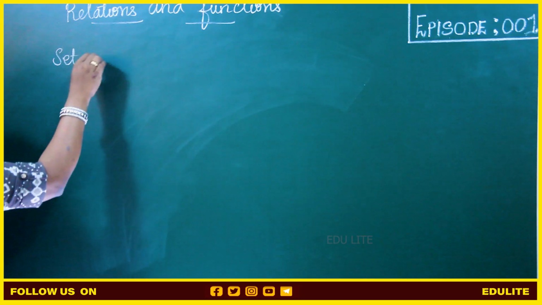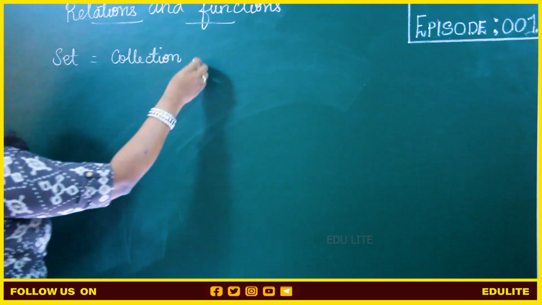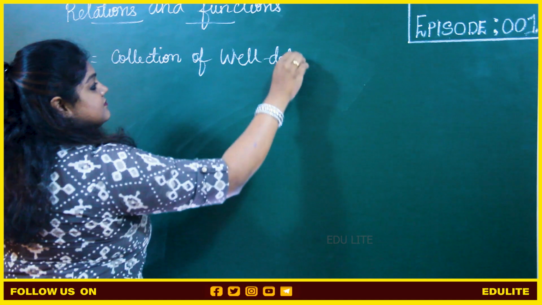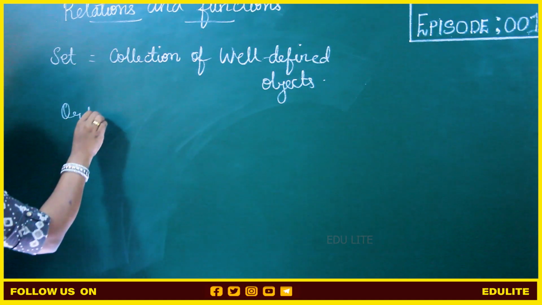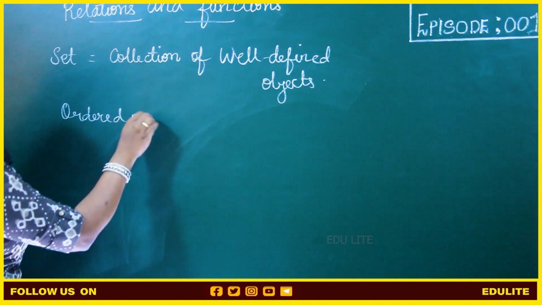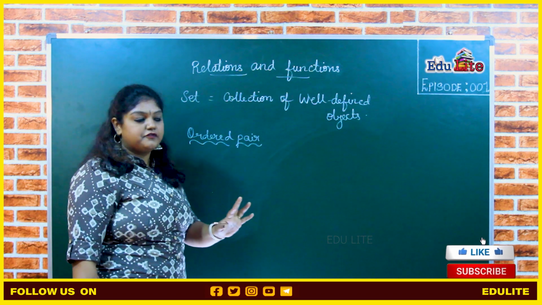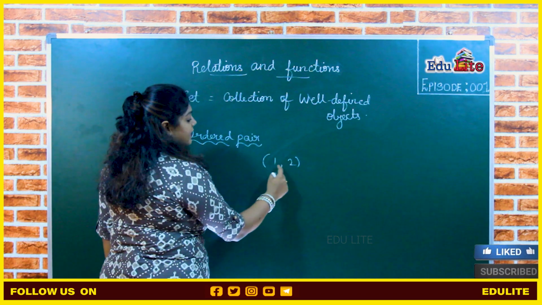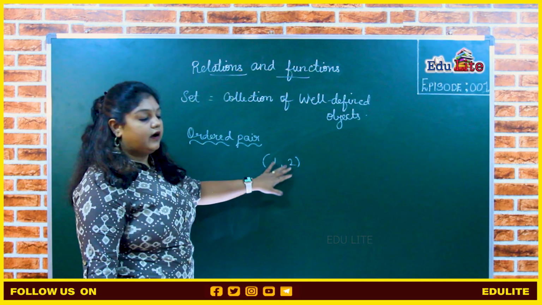We all know that set is defined as a collection of well-defined objects. Next, we'll see what is an ordered pair. Ordered pair is nothing but a pair of numbers that can be written in a specific format. For example, (1, 2), which is the number written between the parentheses, is called an ordered pair.